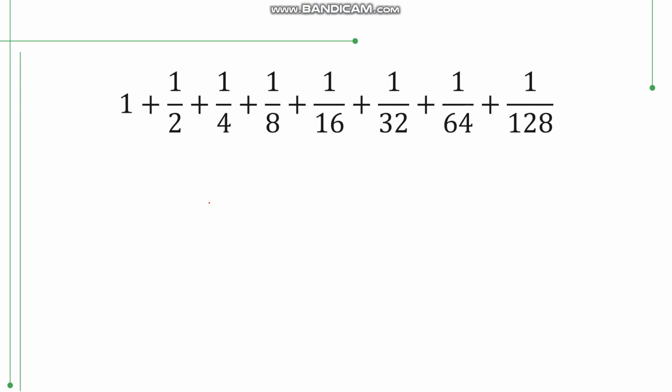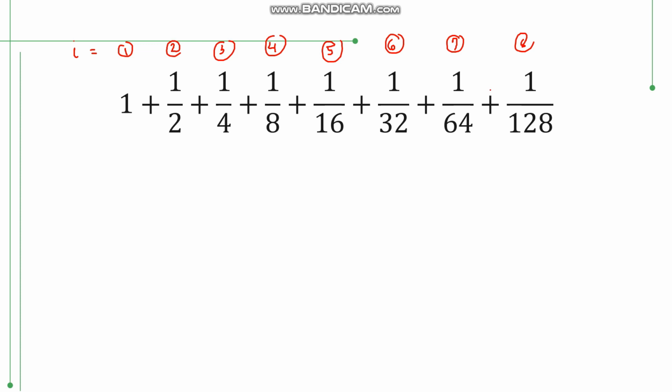Last is we have 1 plus 1/2 plus 1/4 plus 1/8 plus 1/16 plus 1/32 plus 1/64 plus 1/128. Okay, so let's identify again the general term. So this is our first term, this is our second term, third term, fourth, fifth, sixth, seventh, and eighth. So again, let's refer to this as the values of i or index that we will use so that it can help us to identify the general term.